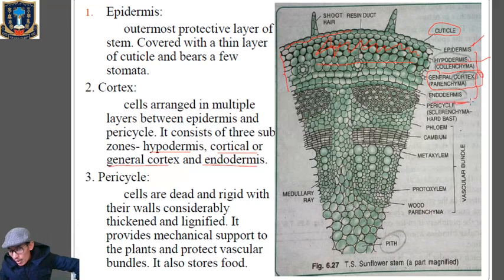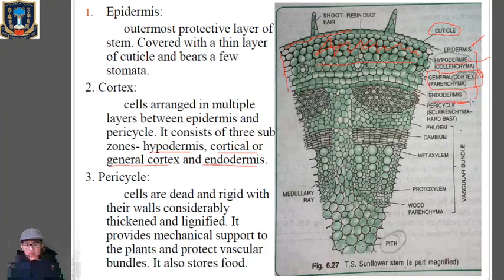So simply, cortex just lies below the epidermis, and it is divided into 3 subzones: hypodermis, which is made up of collenchyma cells. There are no intercellular spaces. Then you have the general cortex or the cortical cells, which is made up of parenchyma cells, where we can see the presence of intercellular spaces. They also provide rigidity to the stem and store food and other materials. And the innermost layer of the cortex is the endodermis, which is mainly a single layer of cells. We don't find intercellular spaces over there. It is made up of barrel type of cells. Its function is that it stores the starch grain, so it is also called the starch sheath. So these are the 3 subzones of the cortex.